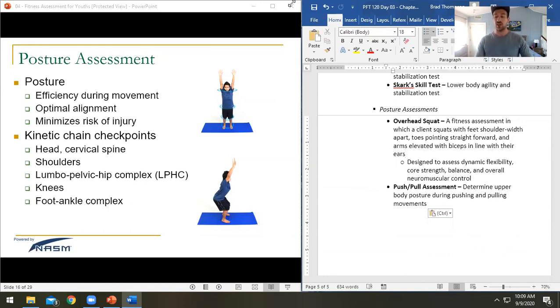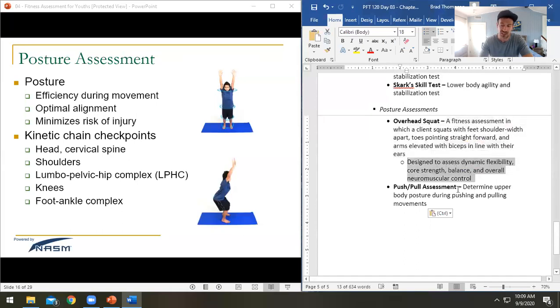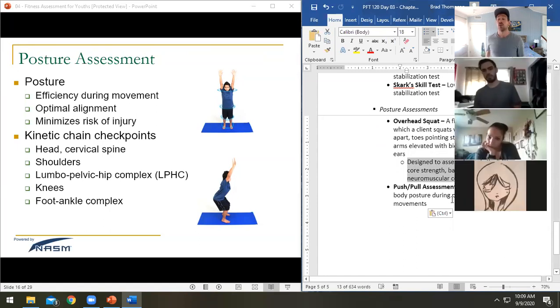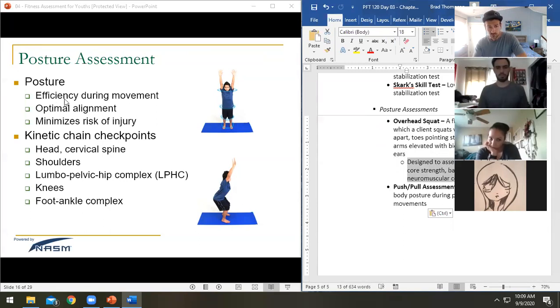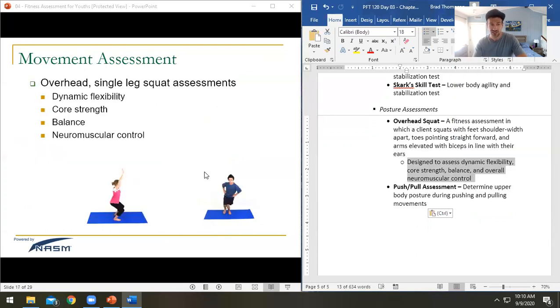What this does is, and this is the definition you want to know, guys. This is how it's set up, but this is the definition. It is designed to assess dynamic flexibility, core strength, balance, and overall neuromuscular control. So by having the arms up, it's putting stress from top to bottom on the entire body. And that's exactly what we're going for. So it measures their alignment, it measures their risk, right? If they have poor posture, that's going to tell us certain things.